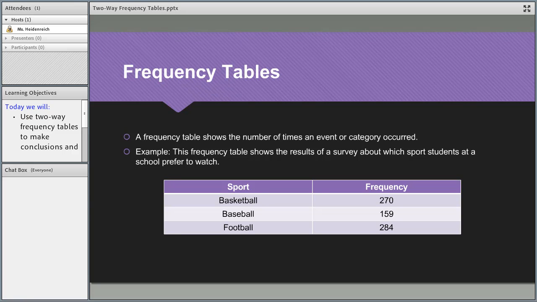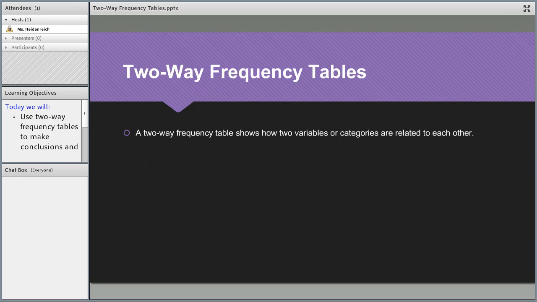So this example shows a survey about which sport students at a school prefer to watch. You can look at the table and see that 270 people in the survey preferred to watch basketball, 159 preferred baseball, 284. We could have even put the total on the bottom for how many people were surveyed, and we could just add up those three numbers to get that total.